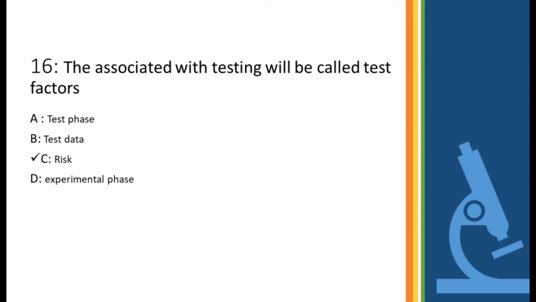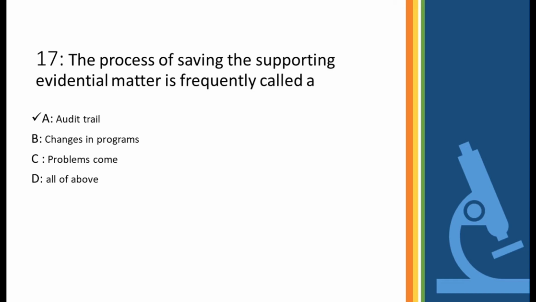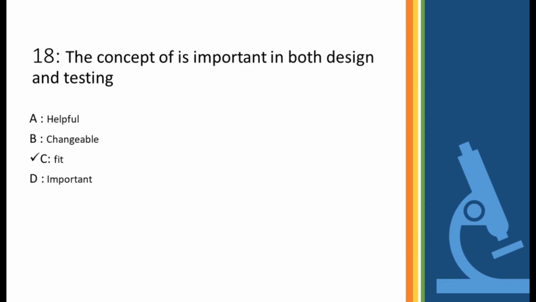The risk associated with testing will be called test factor. The correct answer is C, risk. The process of saving the supporting evidential matter is frequently called, the correct answer is A, audit trail.